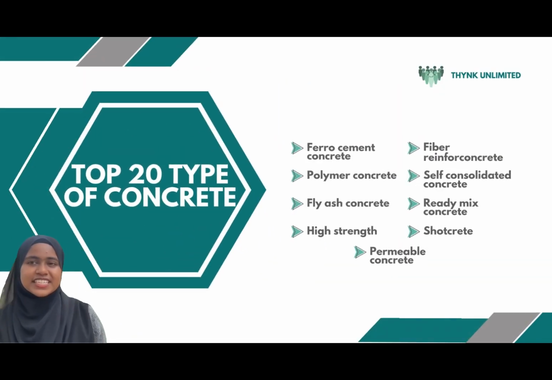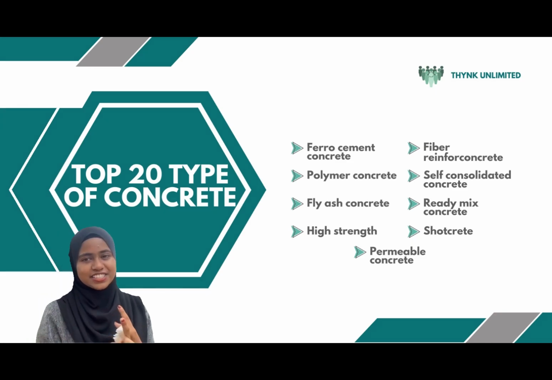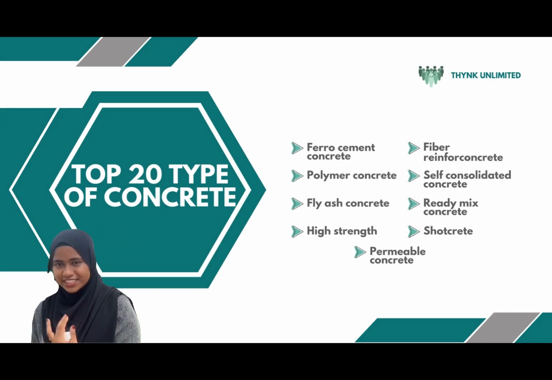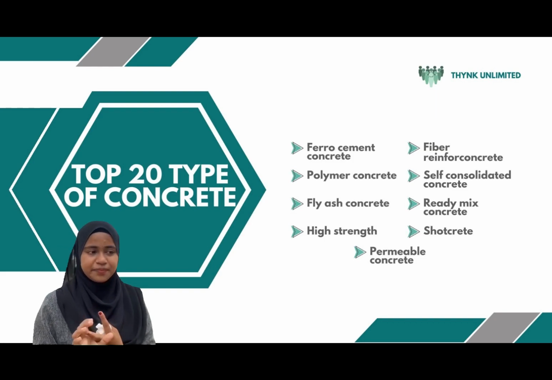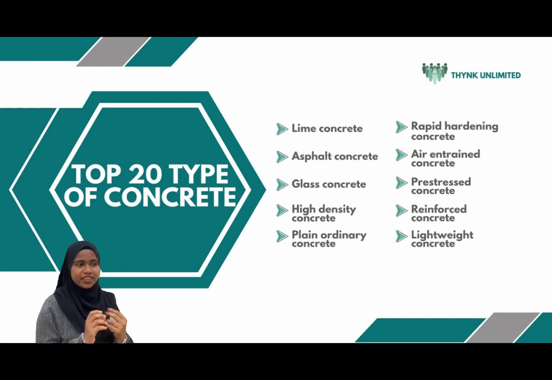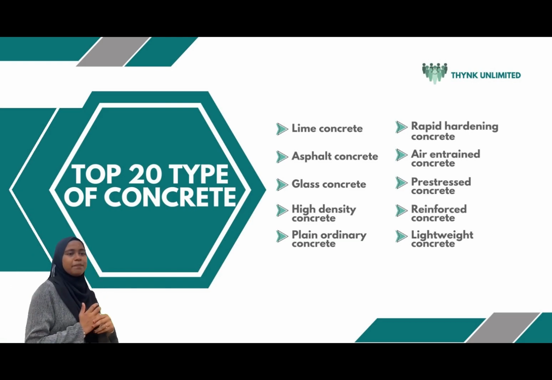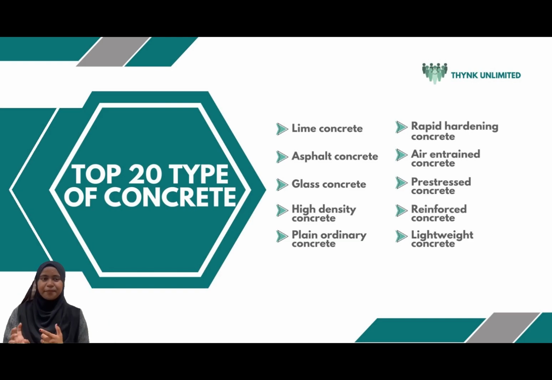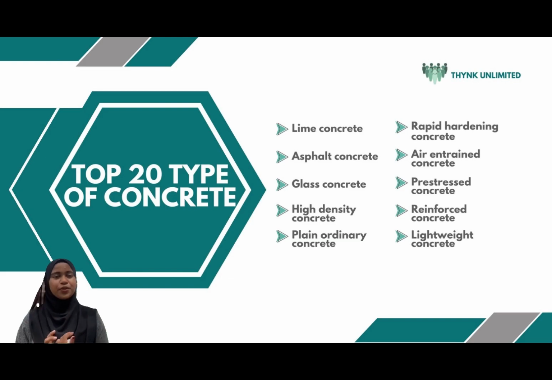The first type of concrete is ferrocement concrete, polymer concrete, fly ash concrete, high strength concrete, fiber reinforced concrete, self-compacting concrete, ready-mix concrete, shotcrete, permeable concrete, lime concrete, asphalt concrete, glass concrete, rapid hardening concrete, and air-entrained concrete, precast concrete, reinforced concrete, high density concrete, lightweight concrete, plain ordinary concrete.